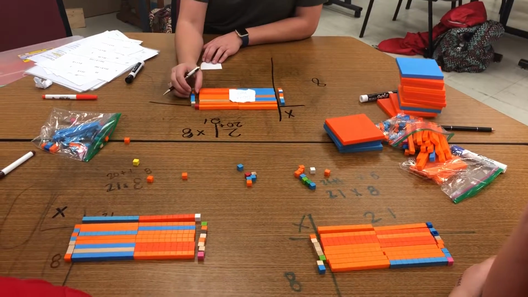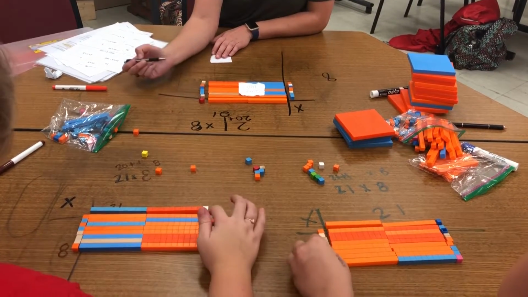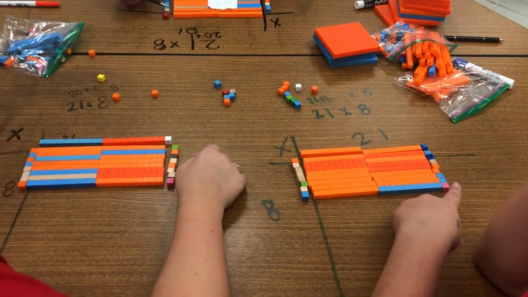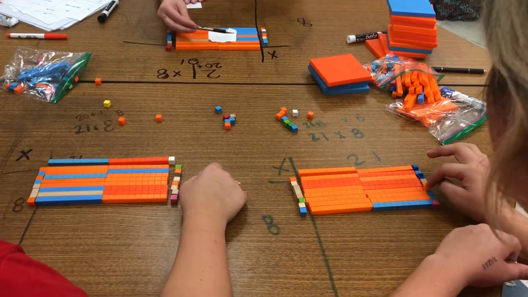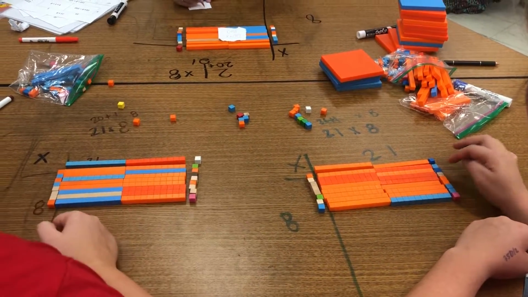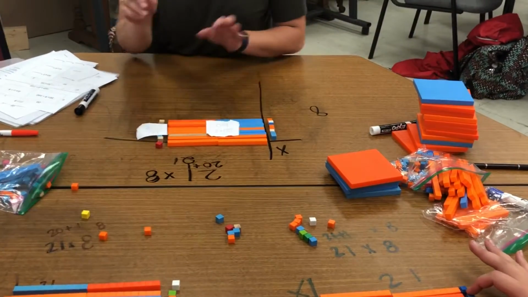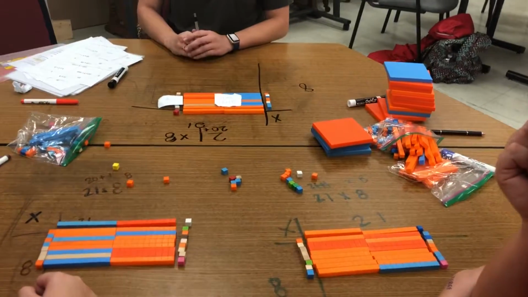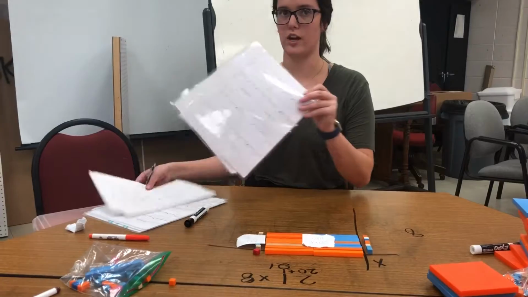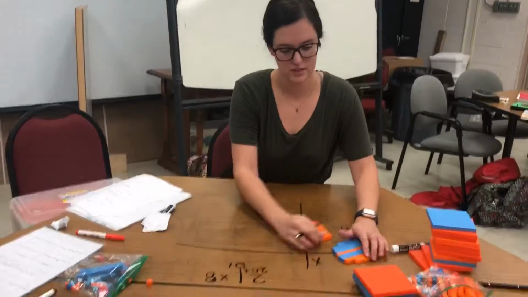Okay. Then this section right here, it would be 8 times what? 8 times 1. Because we have our 20, we separated, and our other digit was 1. So 8 times 1 gives us 8. So that's just to show each section. Okay, now we're going to make it more abstract. So you can clear off the manipulatives.